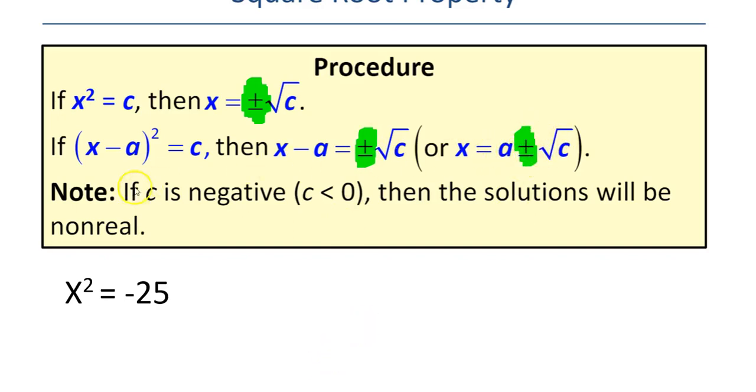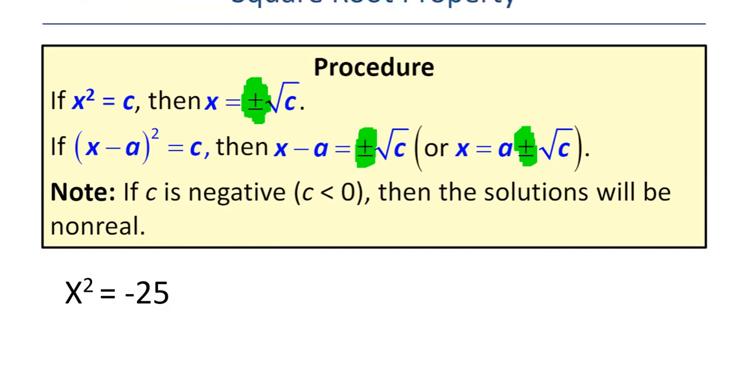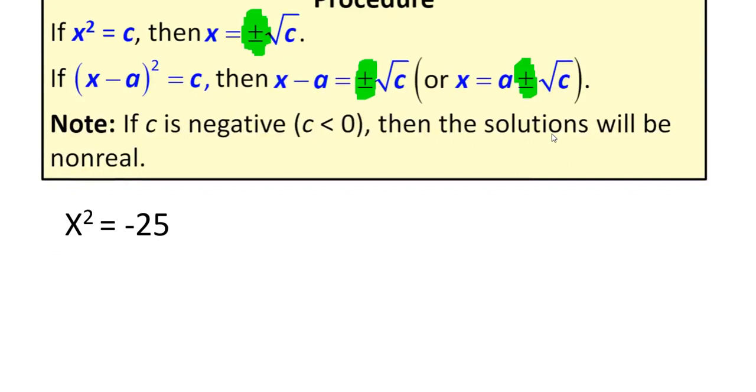Okay, if c is negative, then the solution will be non-real. Notice here we have x squared equals 25. Well, let's do this quick little example and you'll see what it means by that part, and we're going to do a bunch of examples. So here we have x squared equals negative 25.